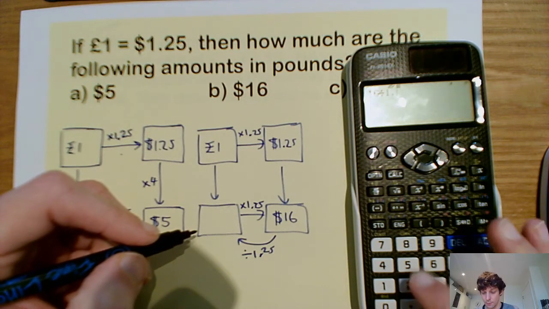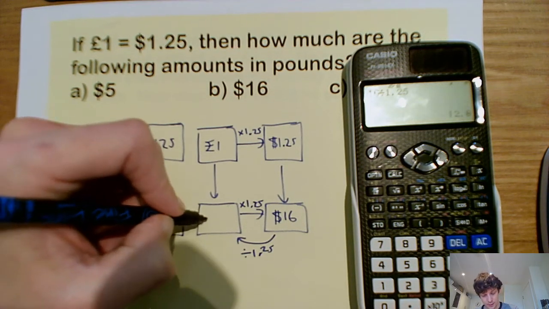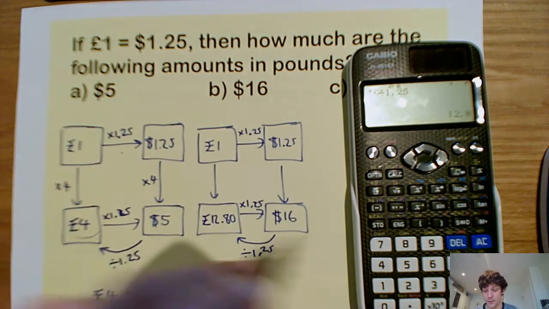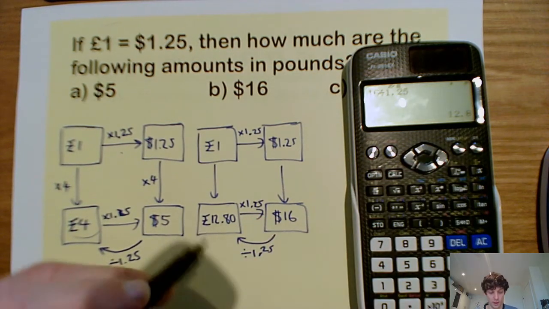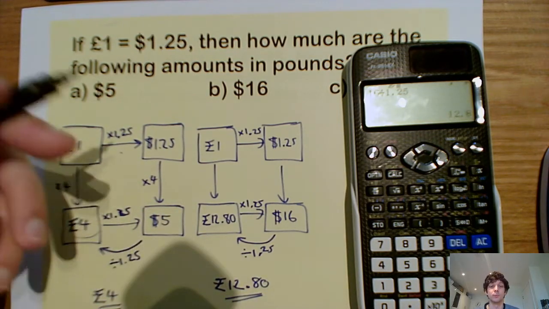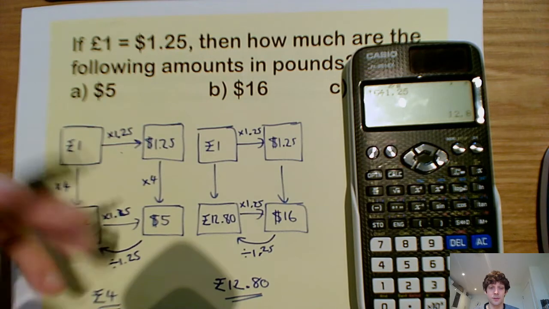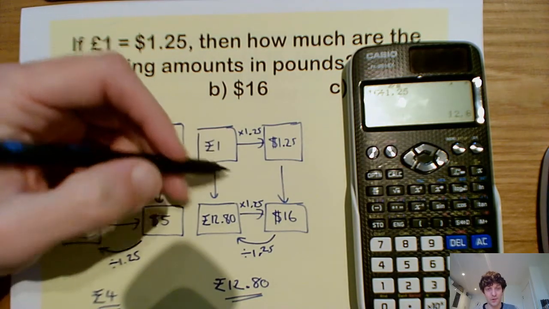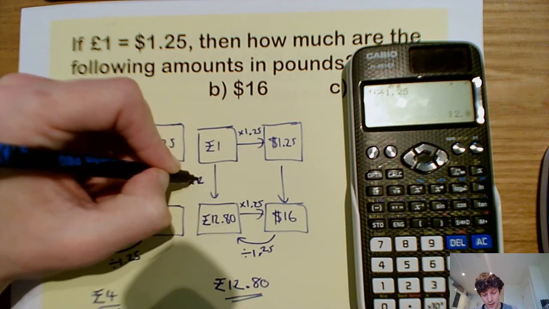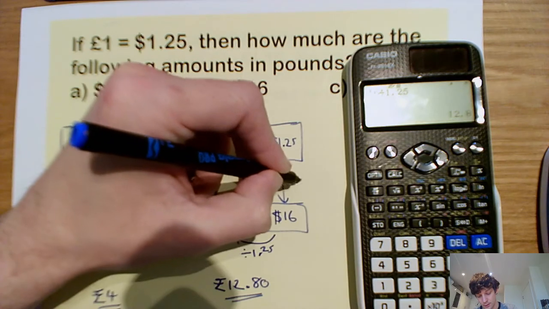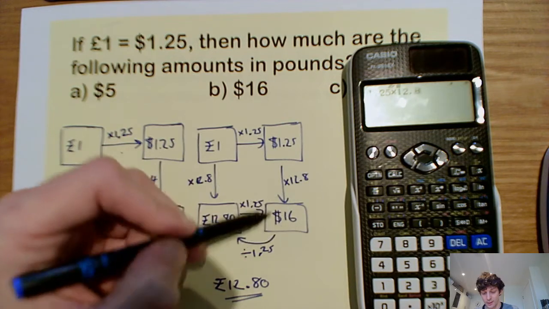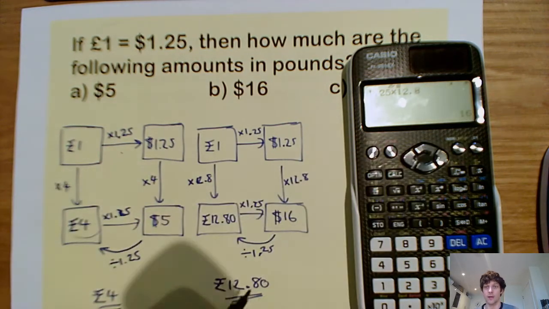16 divided by 1.25 is £12.80. I give it to 2 decimal places because it's an amount of money. Even though it said 12.8 there, I'm going to write £12.80, because we always give amounts in pounds or dollars, or euros for that matter, to 2 decimal places. If I wanted to double check that, I can see how I get from 1 to 12.80. I multiply by 12.8. Is that what happened over here? Let's check. 1.25 times 12.8. We're expecting 16 as our answer, and we get 16.